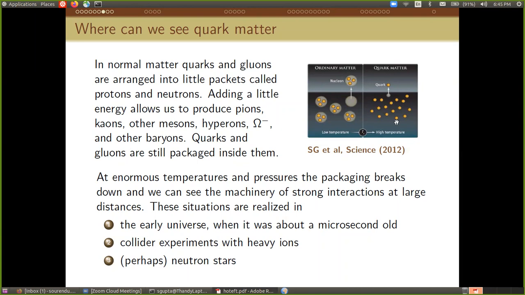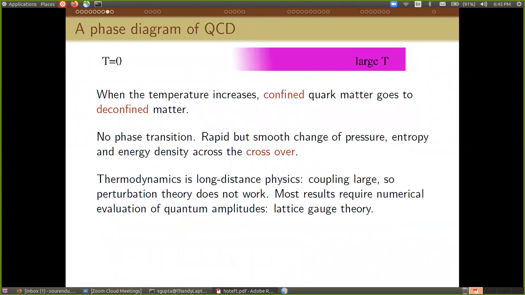So this kind of matter, as I told you, existed in the early universe before it was about a microsecond old, or you can produce it in collider experiments with heavy ions, and maybe it turns out you can produce them in neutron stars. That's something that we'll have to try and understand when more data comes out. Okay, so let me answer the question that was just asked.